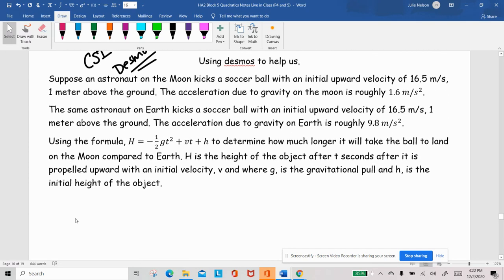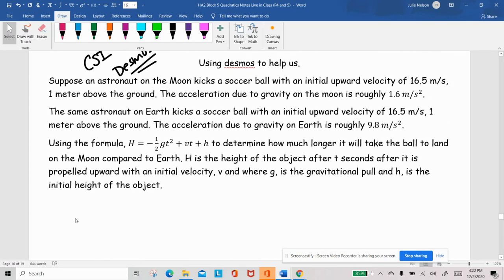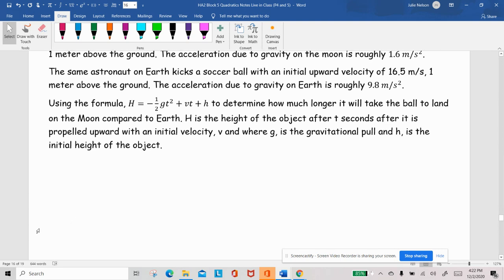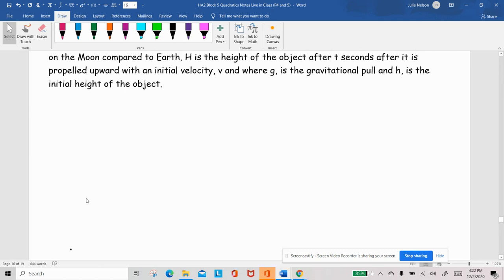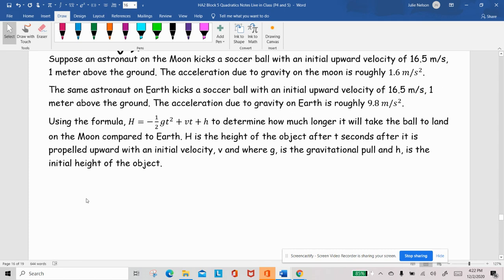And the question, which I forgot to read: we want to use our formula to determine how much longer it will take the ball to land on the moon compared to the Earth. Now it looks very overwhelming because we have a bunch of words, but some of you love history and English, so therefore you'll love these words. So let's work together on this.